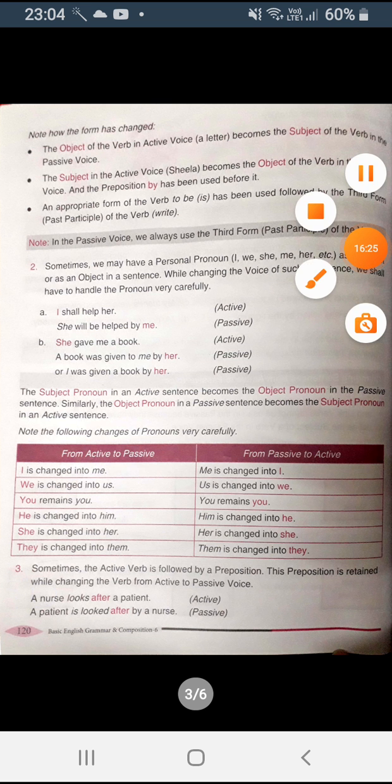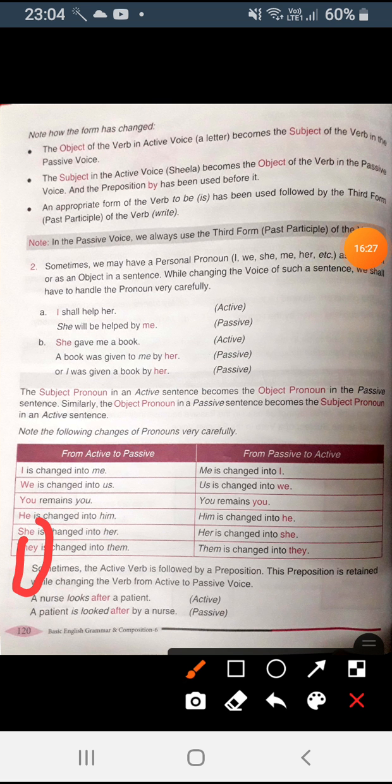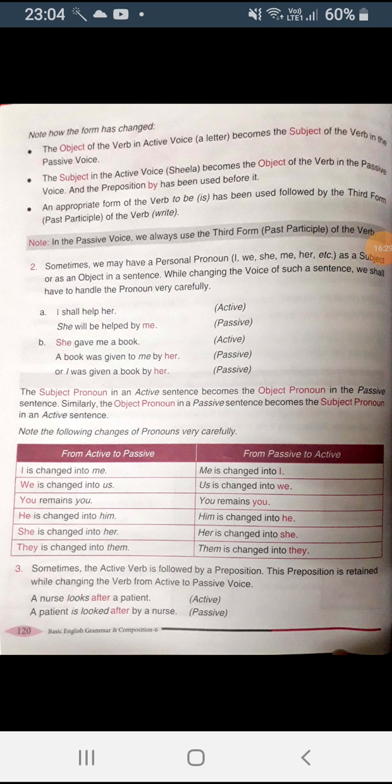The third point is very important. Sometimes the active verb is followed by a preposition. This preposition is retained while changing the verb from active to passive voice. Now, if the verb contains some preposition, it will be retained as it is.